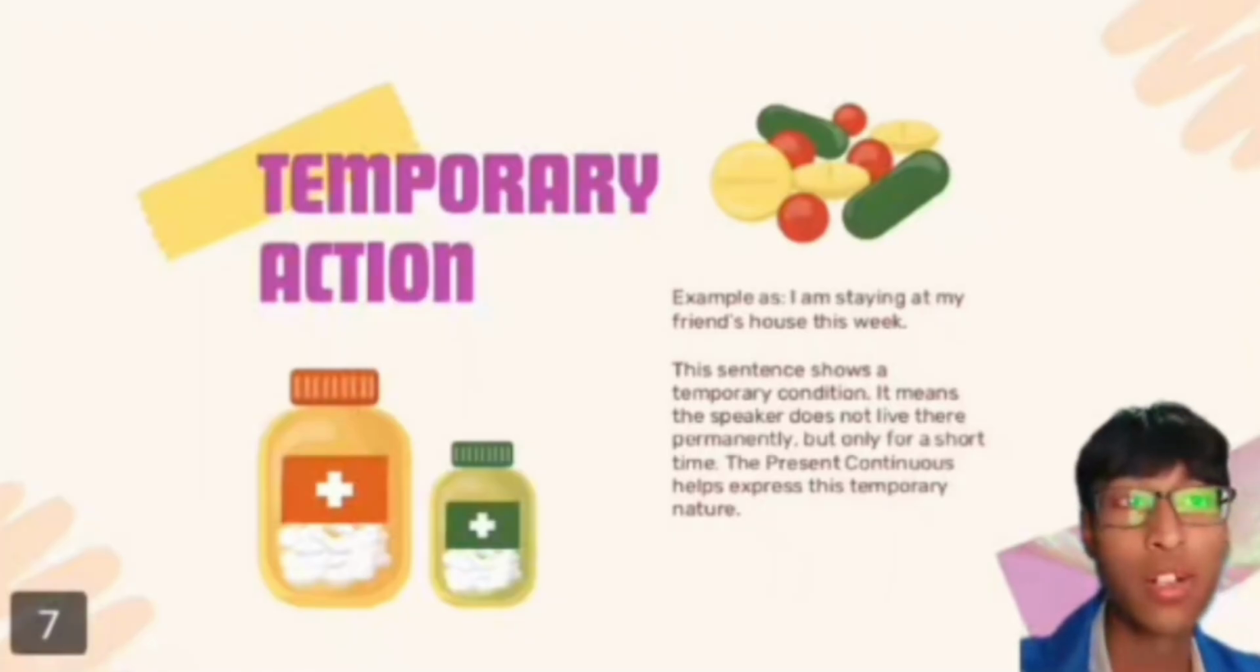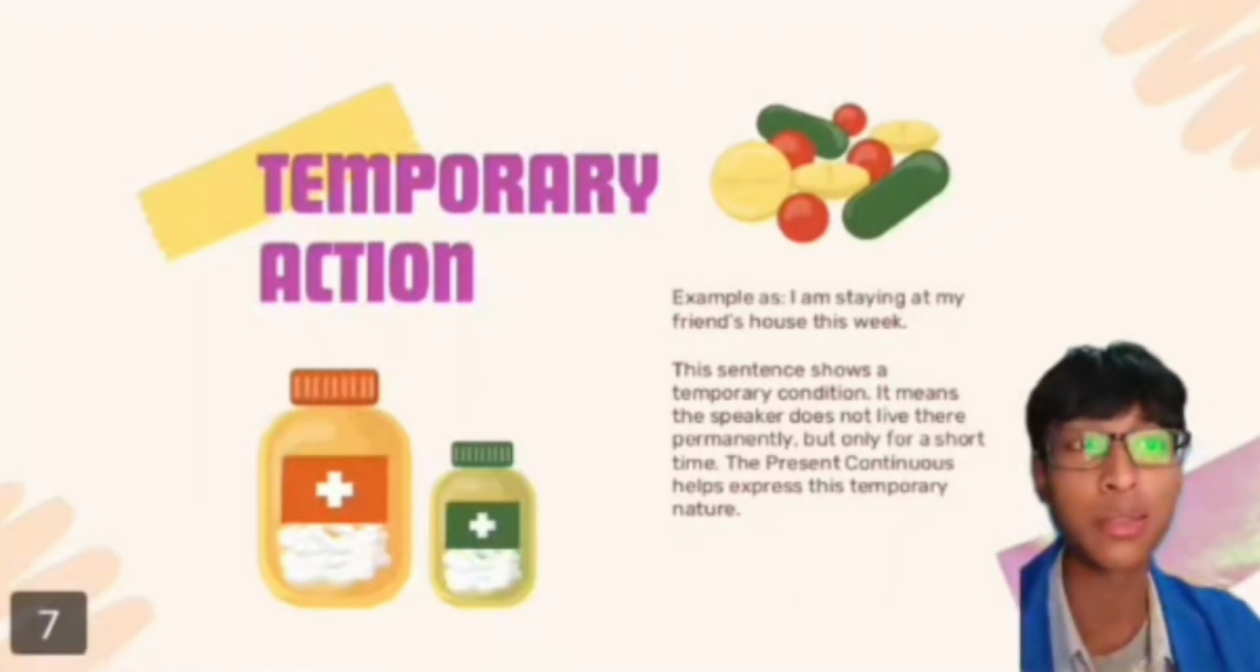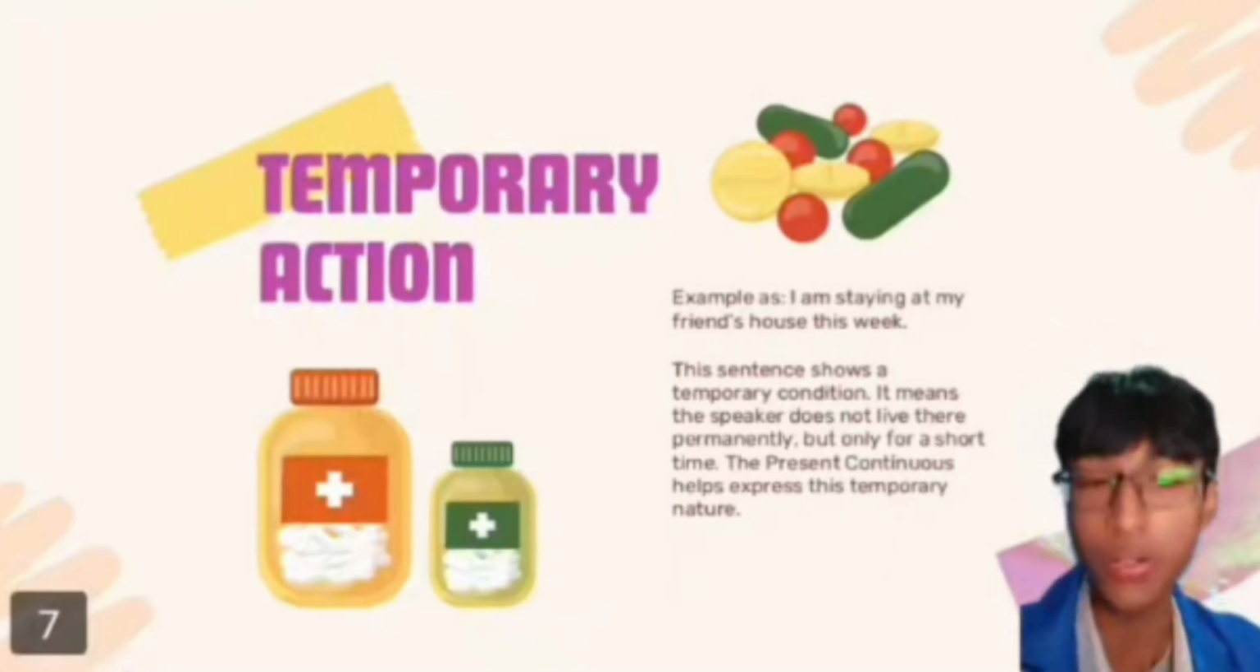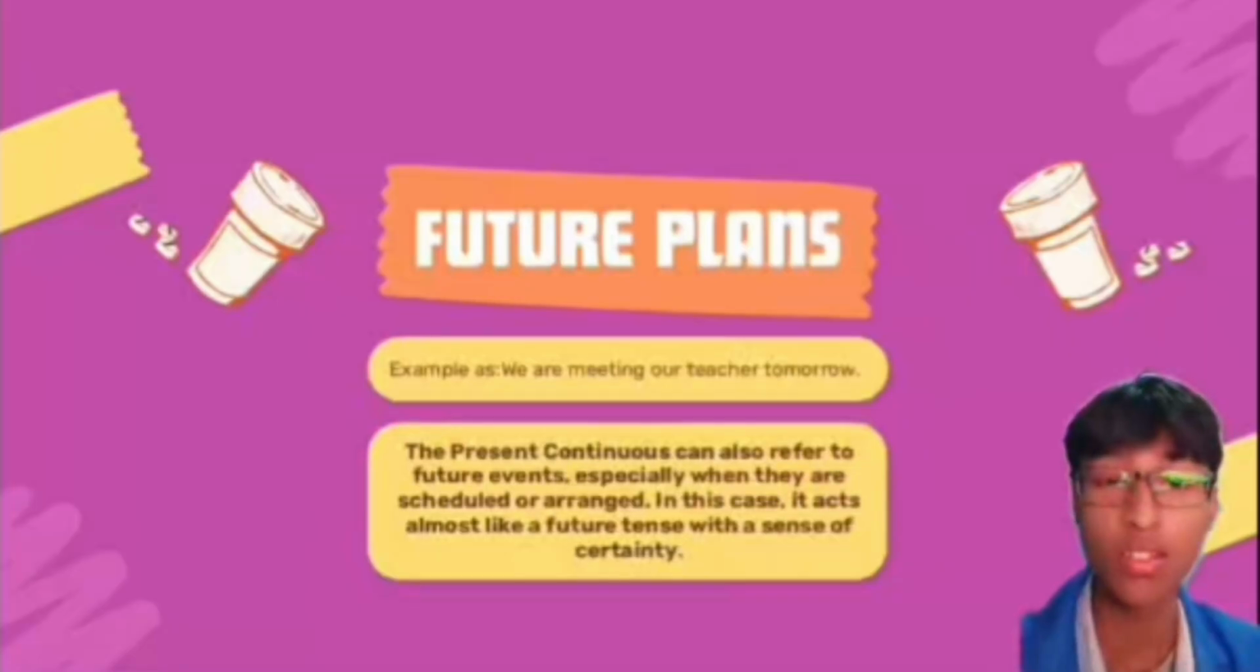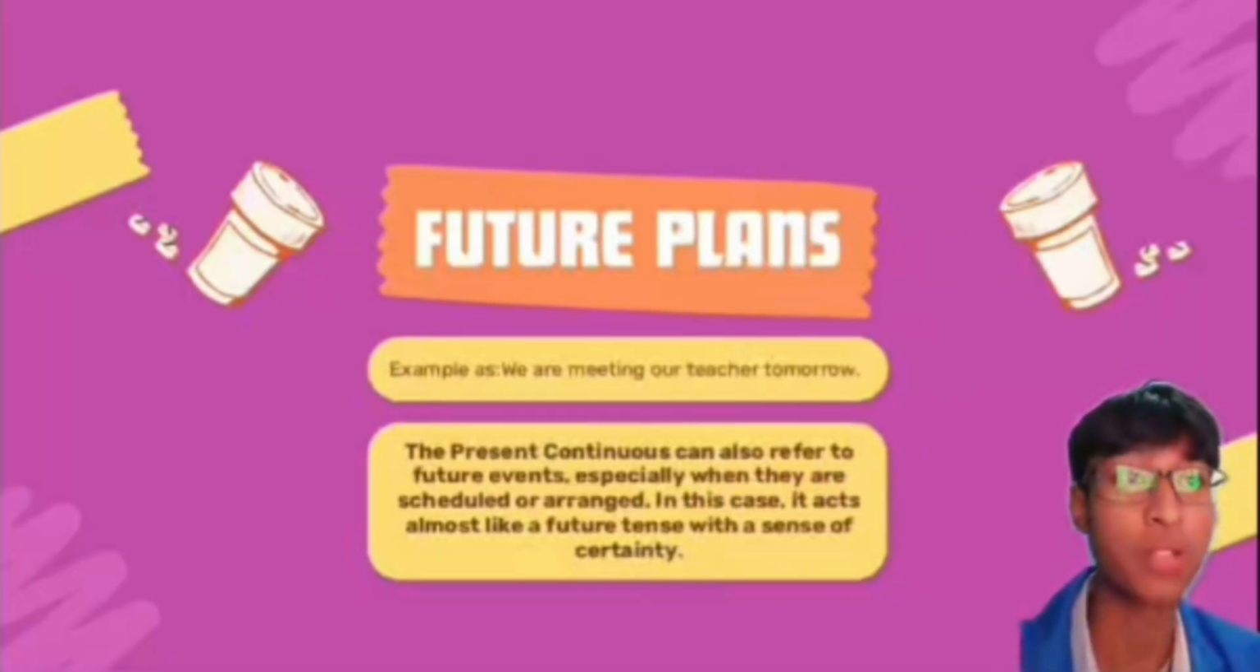Let's look at the second one, a temporary action. For example, I'm staying at my friend's house this week. That means it's not permanent, it's just a short period. The present continuous helps us express that. And next is future plans.